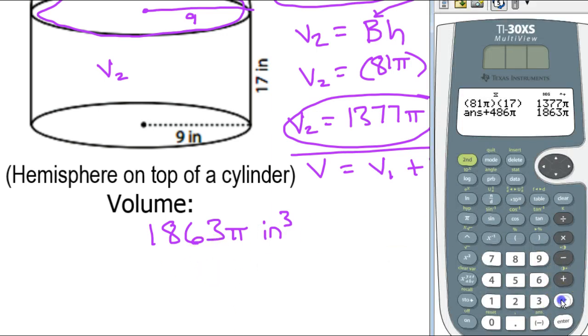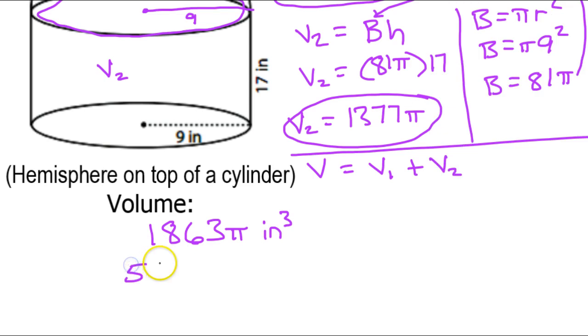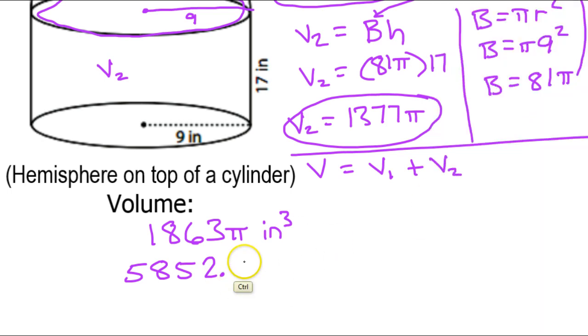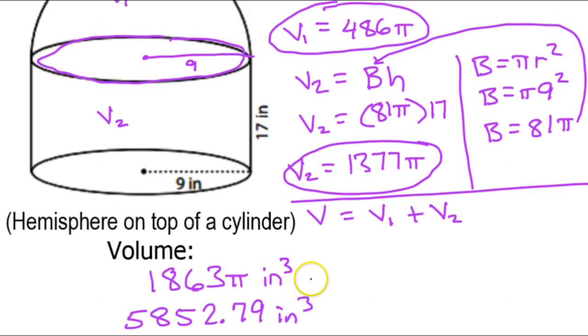If I want the decimal approximation, 5,852.79, got to round up. And again, that will be in cubic inches. So that's the answer for problem number 4.